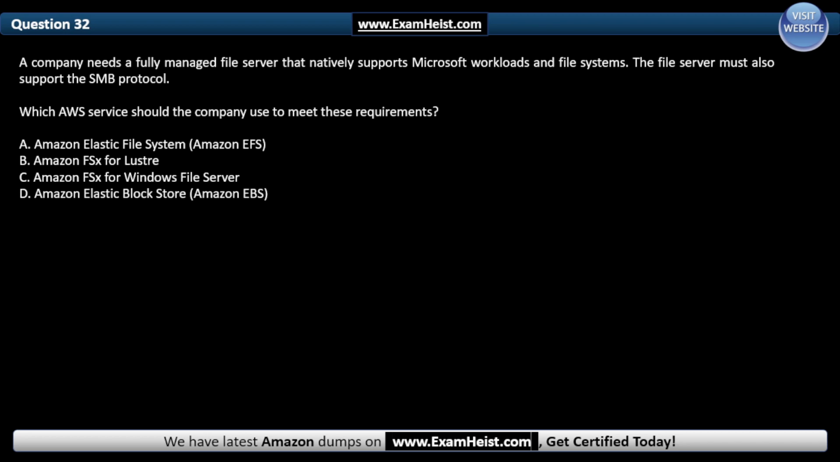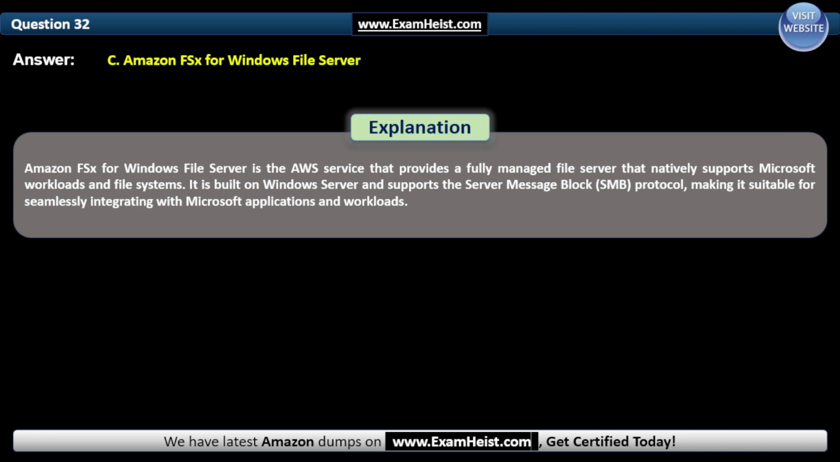The correct answer is C. Amazon FSx for Windows File Server. Amazon FSx for Windows File Server is the AWS service that provides a fully managed file server that natively supports Microsoft workloads and file systems. It is built on Windows Server and supports the Server Message Block protocol, making it suitable for seamlessly integrating with Microsoft applications and workloads.